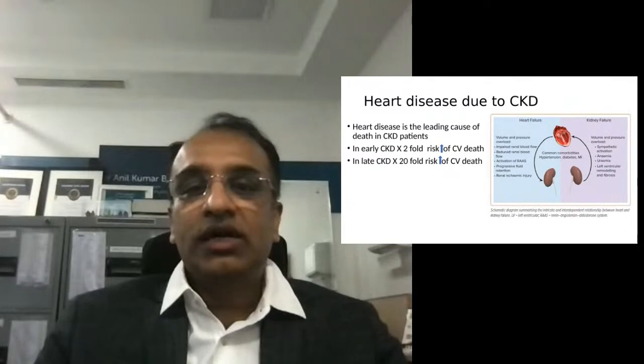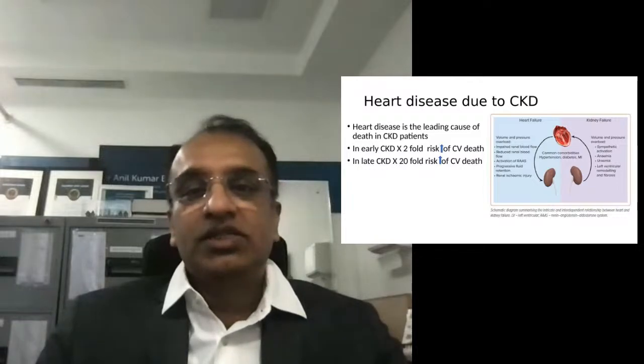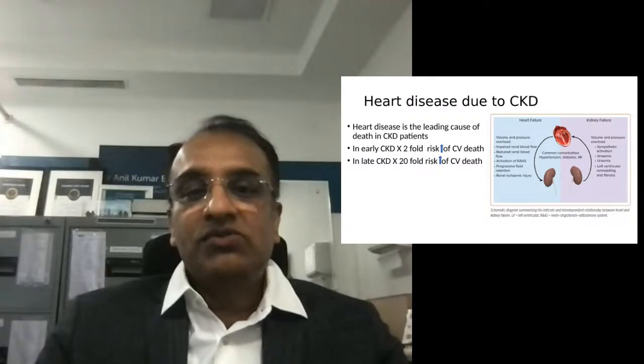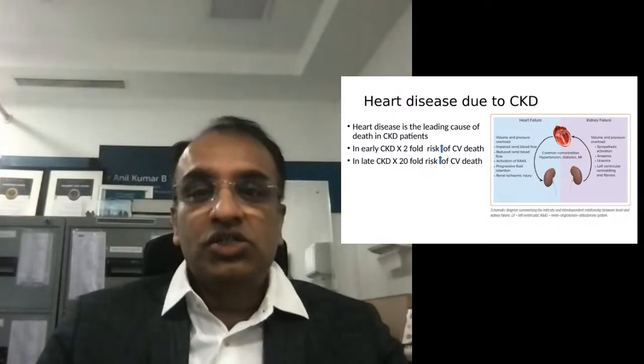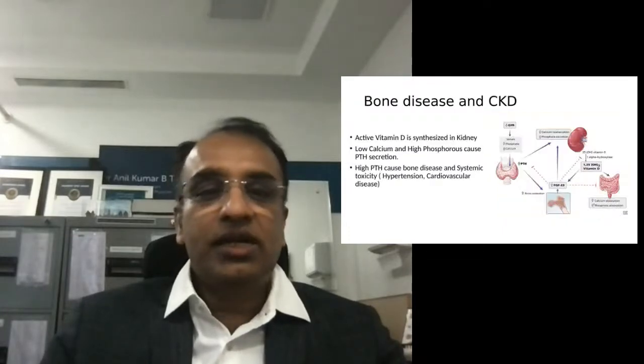Another thing is heart disease. As I told earlier, the most common cause of death in chronic kidney disease patients is heart disease or heart failure. In the early stages, patients with CKD have two times higher risk of dying from cardiovascular death. But in the later CKD stages, when you reach a stage of dialysis, it is 20-fold higher risk. It means 20 times the risk of dying of cardiovascular death is known in patients on dialysis. So heart disease is common in CKD patients.